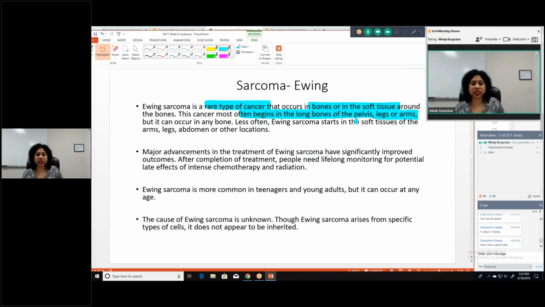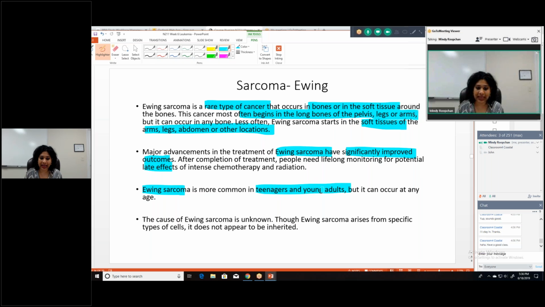Less often, it may start in the soft tissue of the arms, legs, or abdomen, but usually it's the long bones. Advancements in the treatment of Ewing sarcoma have significantly improved outcomes. After completion of the treatment, people need lifelong monitoring for potential late effects of chemo and radiation. Ewing sarcoma is common in teenagers and young adults, but it really can happen at any age.